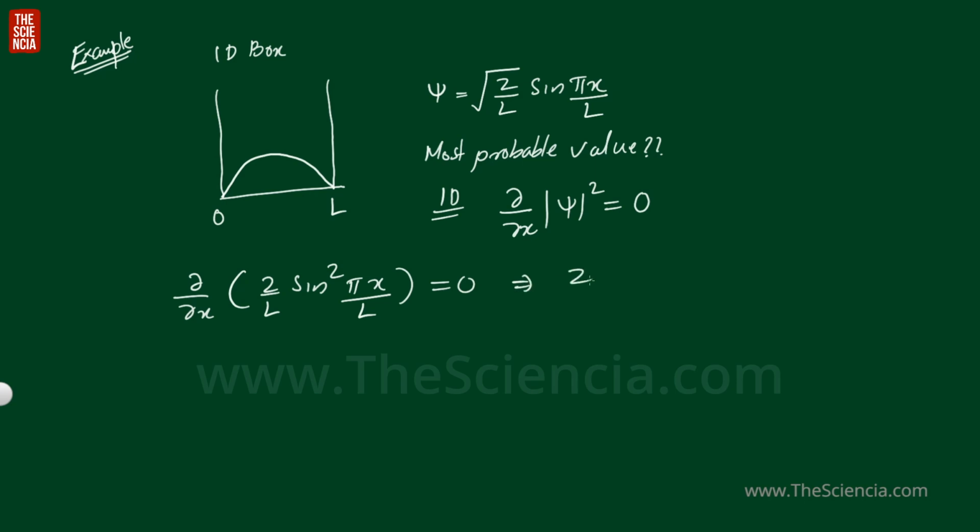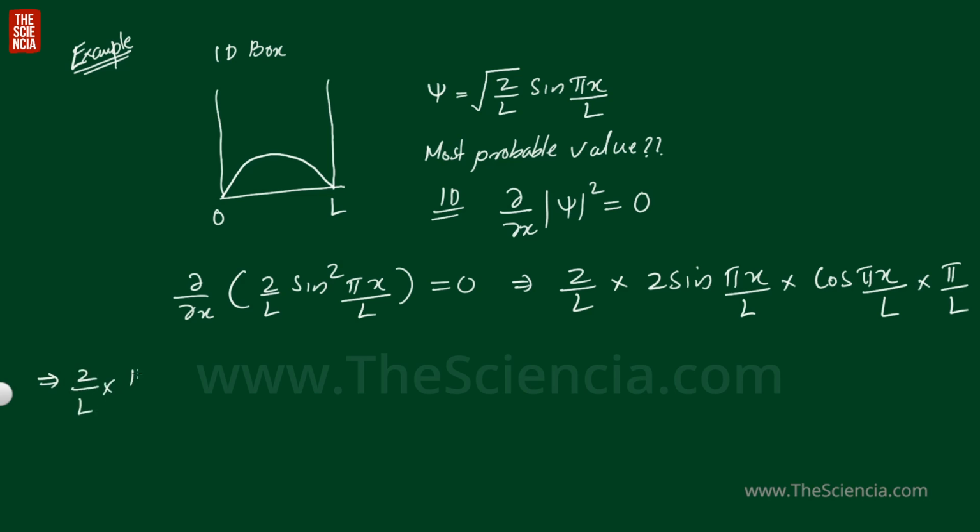So what do we get? Here we get 2 by L. The derivative of sine square pi x by L is 2 sine pi x by L into the derivative of sine pi x by L, that is cos pi x by L, into the derivative of pi x by L, that is pi by L. That is equal to 2 by L into pi by L into 2 sine theta cos theta, which is sine 2 theta, that is sine 2 pi x by L, and this should be equal to 0.